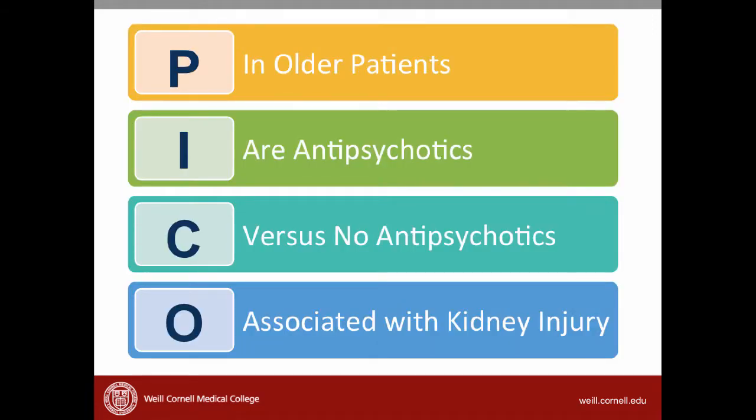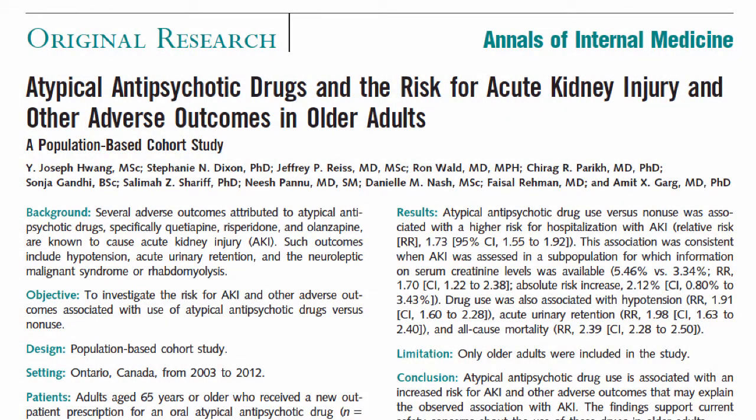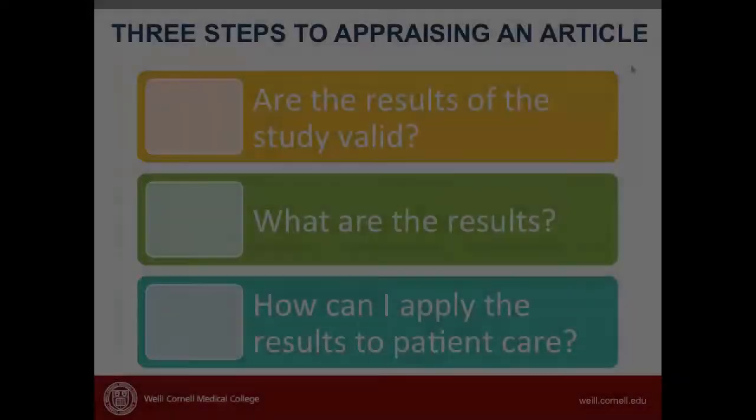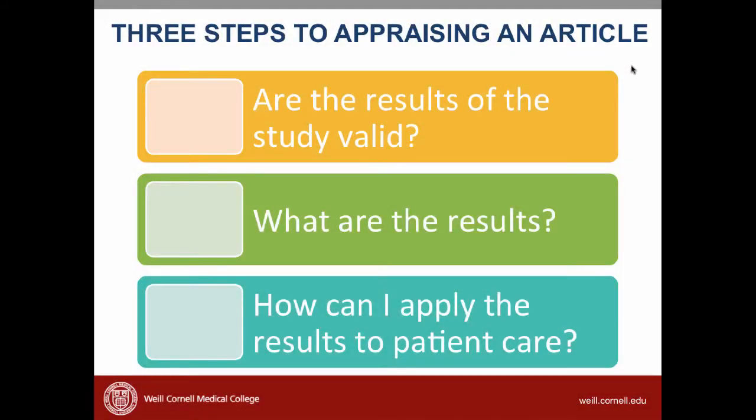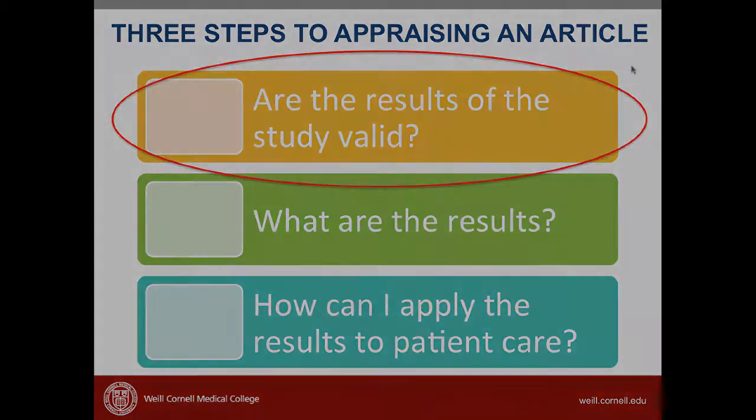You come up with this PICO question. In older patients, are antipsychotics versus no antipsychotics associated with kidney injury? You then searched the literature and came up with this article. You plan on going through the 3 steps of critical appraisal to determine if you believe the results, what the results are, and how you might apply these results to patient care. In this video, we are going to go over the first question. Are the results of the study valid?